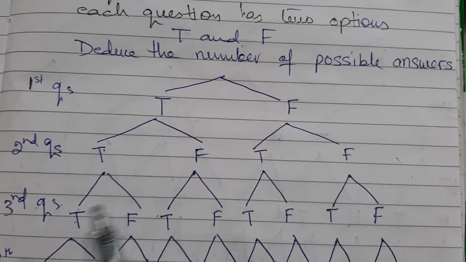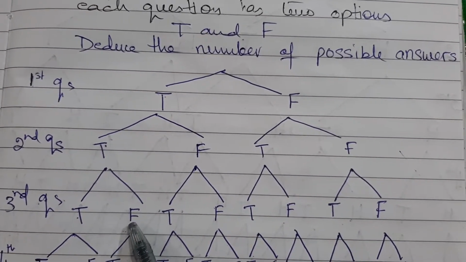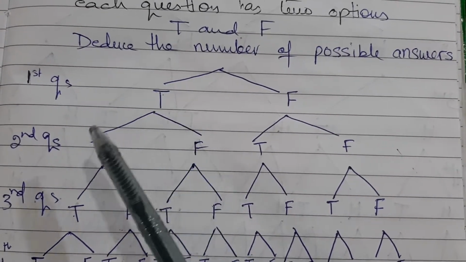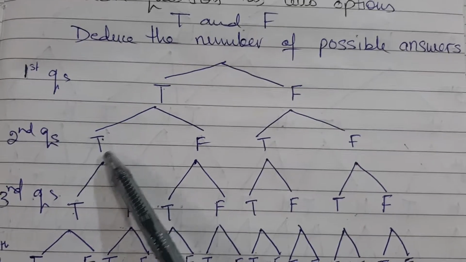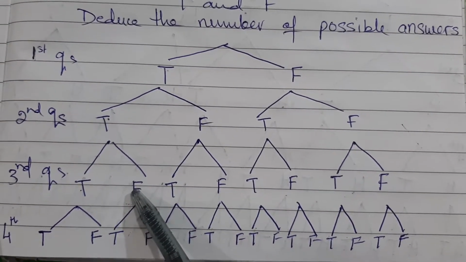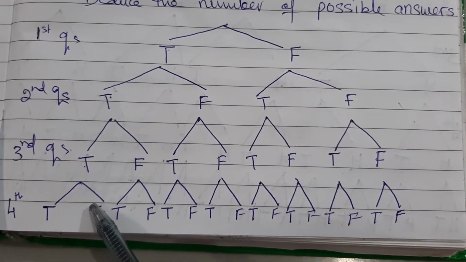So from the third question, again, you have the option true, false. So somebody who has picked up true from the first question, true from the second question, will have two options in the third question, right? So it makes sense. So similarly in the fourth question.